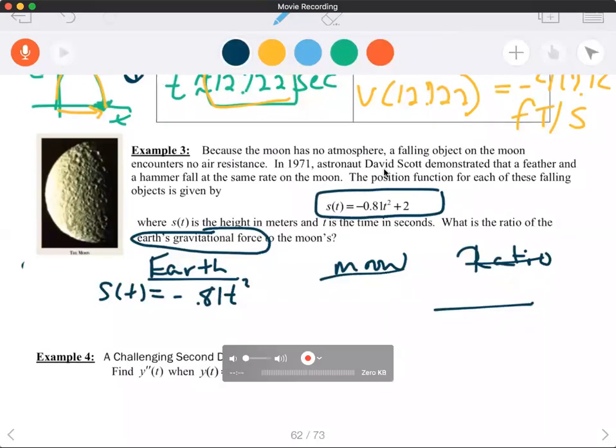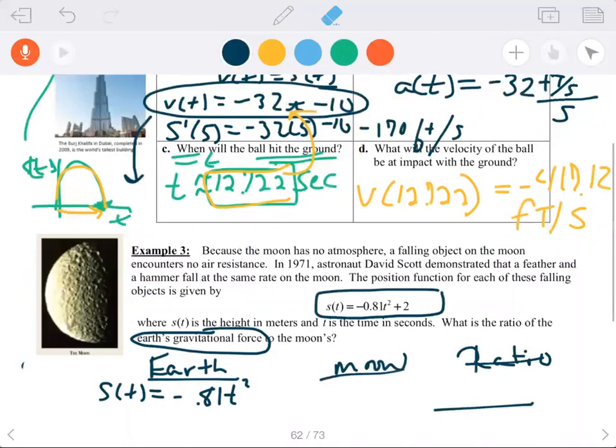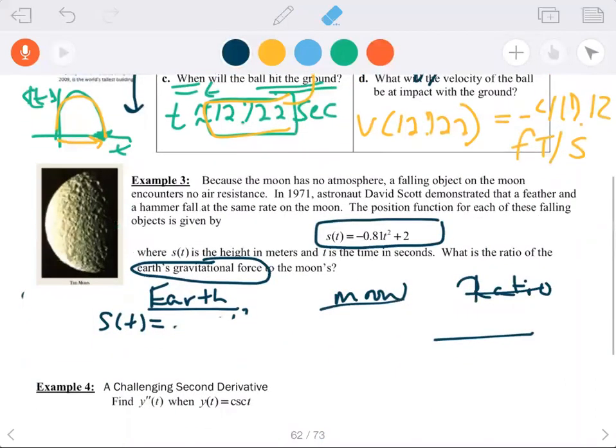Sorry, I had to take care of something. I don't know if I paused that right or not, but all right. Oh, that stupid eraser. Sorry, the moon's one is the one over here anyway.